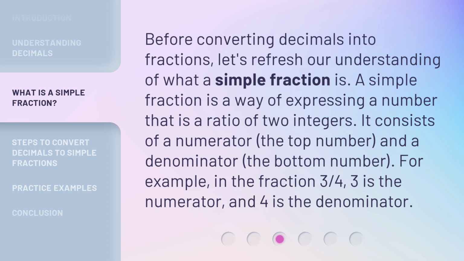Before converting decimals into fractions, let's refresh our understanding of what a simple fraction is. A simple fraction is a way of expressing a number that is a ratio of two integers. It consists of a numerator, the top number, and a denominator, the bottom number. For example, in the fraction 3/4, 3 is the numerator, and 4 is the denominator.